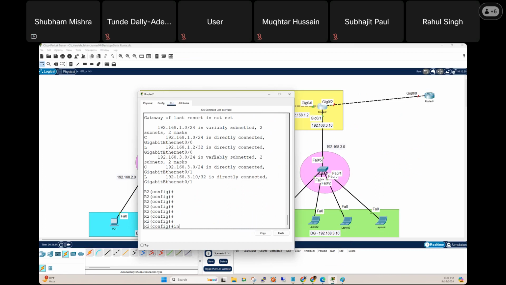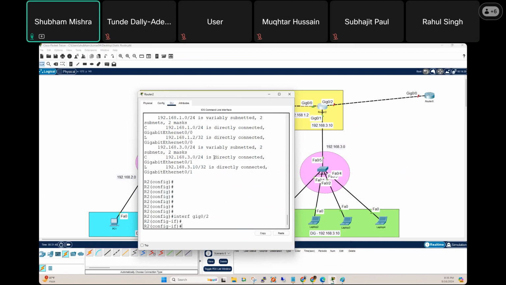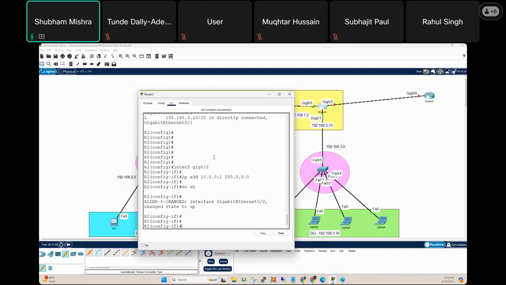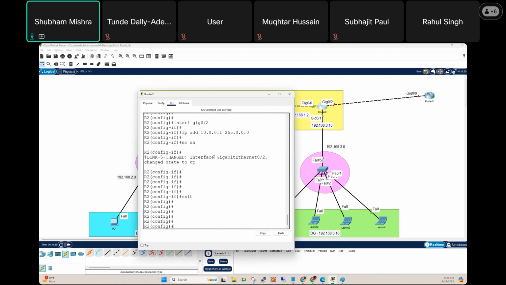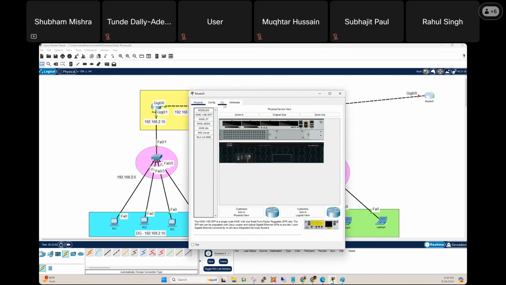Interface gig 0/2, IP address 10.0.0.1, 255.0.0.0. No shutdown. Done everyone. I just configure the 10.0.0.1 IP address here. Clear? Come here on this router.